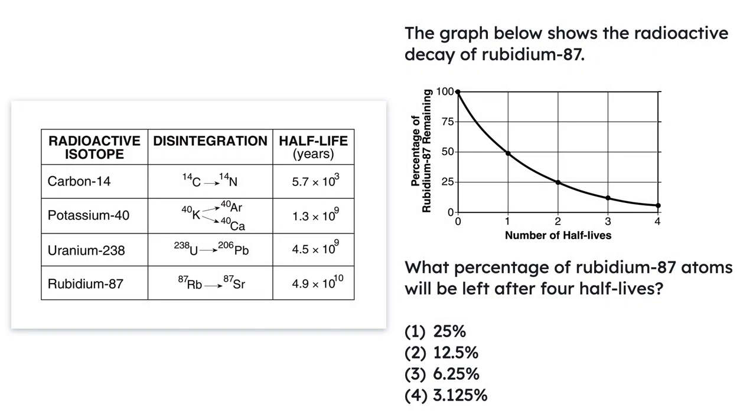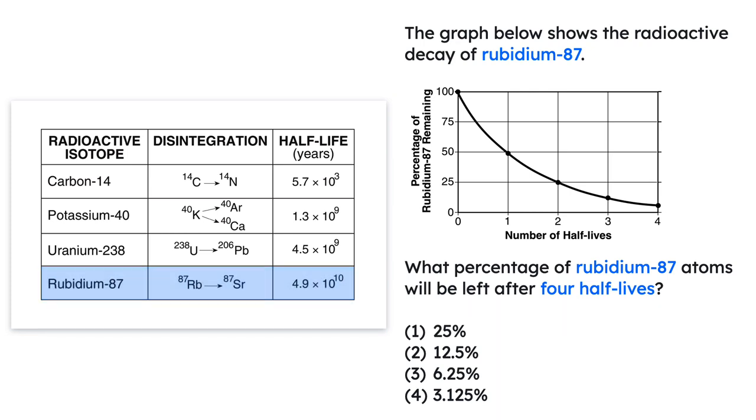This one says that the graph below shows the radioactive decay of rubidium-87. What percentage of rubidium-87 atoms are left after four half-lives? So again, the key is, let's look at what we're talking about. We're talking about rubidium here, which decays into strontium, and a half-life is 4.9 times 10 to the 10th years. And we want to know how much of that rubidium will be left after four half-lives. And specifically, we're looking at a percentage here.